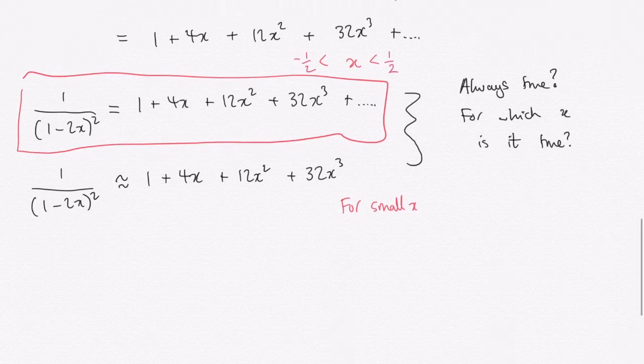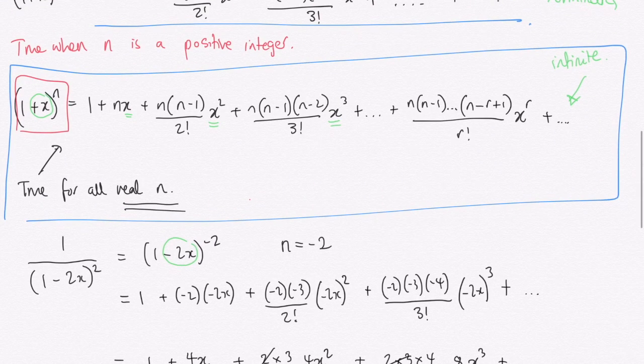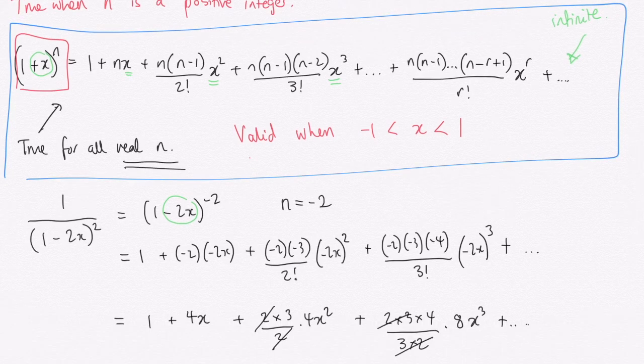And if we go back to our original expansion here and ask when is this valid, well, in general, this is valid when x is between negative 1 and 1. And we can see that this gives us the same result as we had before, because then that means this expansion will be valid when negative 2x is between negative 1 and 1, which is equivalent to saying x is between negative a half and a half.